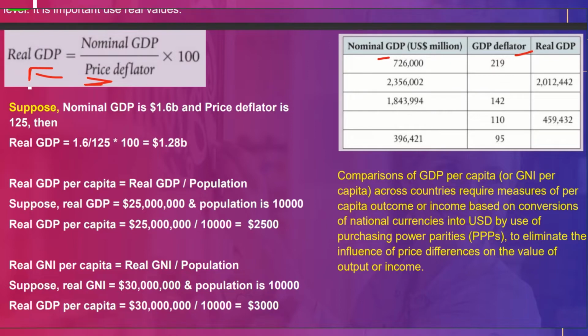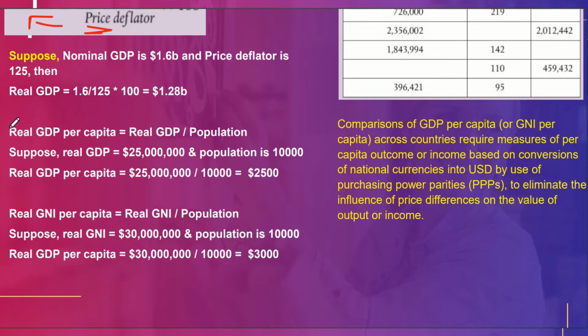And the next thing is they will ask for real GDP per capita income and nominal GDP per capita income. Per capita means GDP divided by population, so the average income of a citizen. See, suppose real GDP is 25 million and the population is just 10,000, then we can conclude that real GDP per capita is $2,500.